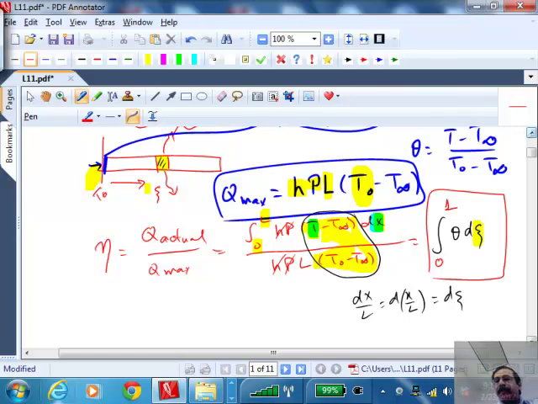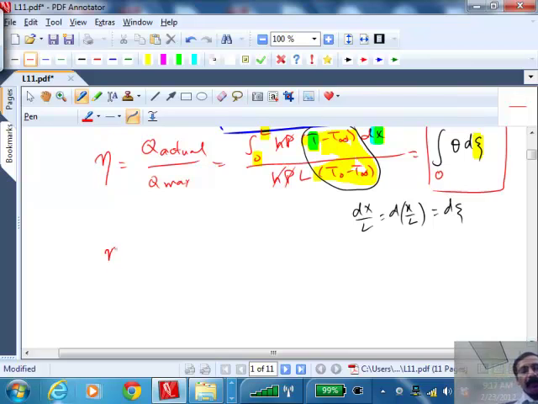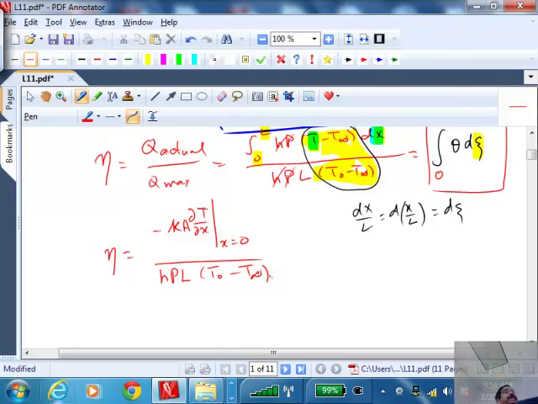The second part of the equation is that efficiency is given by minus k dT/dx evaluated at x equal to 0 multiplied by A, divided by the maximum. So this is the actual. The numerator that I have written down is the actual one, and the denominator is the maximum one, which is going to be hPL times (T0 minus T infinity). Now, I need to put this also in terms of theta and psi. And how would I do that?